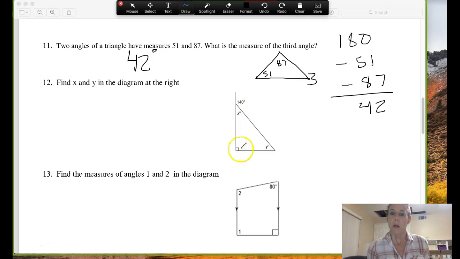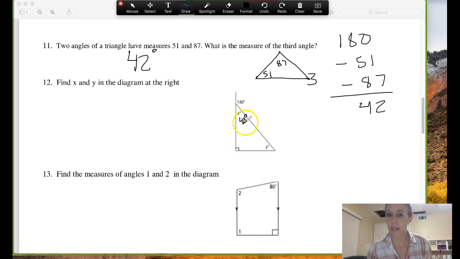Okay, looking at this, we need to find x and y in this diagram. Once again, we have a 90 here. It's marked. We need to figure out these two. Well, if that's 140, you know this is equal to the sum of this plus this. That's one way you could do it. Or this plus this is 180. So if this makes a straight line and that's 140, and together it's 180, what's left is 40. You should be able to do that in your head.